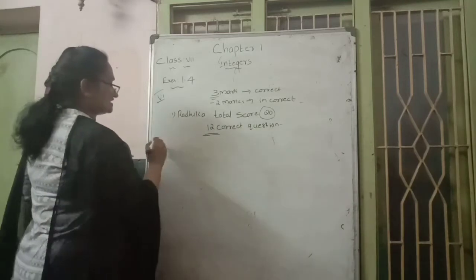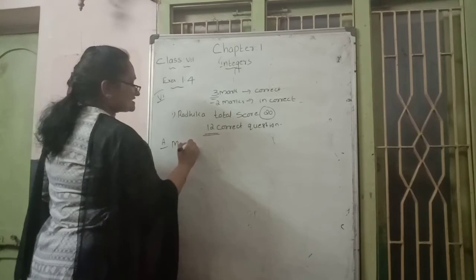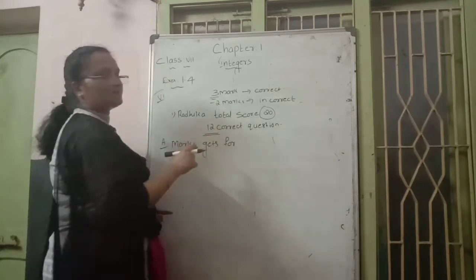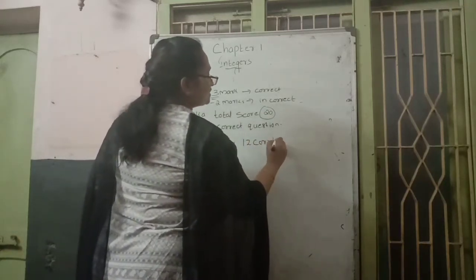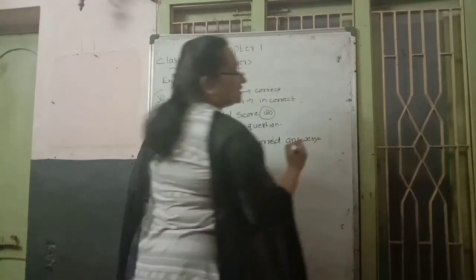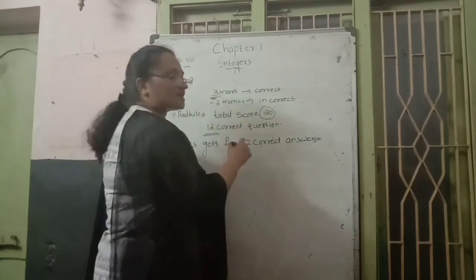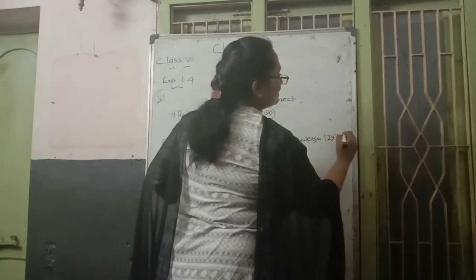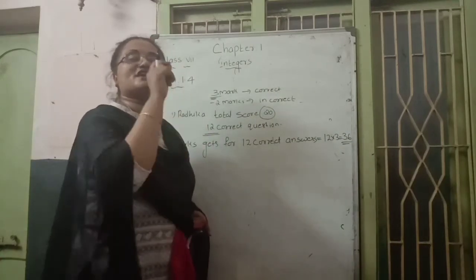So how to start the first part? We can write marks gets for correct questions. How many questions did Radhika make correct? 12 questions. So 12 correct answers. Each question gets how many marks? 3. She made how many questions correct? 12. So we can write it as 12 into 3 equals how much? 36 marks she gets for correct questions.